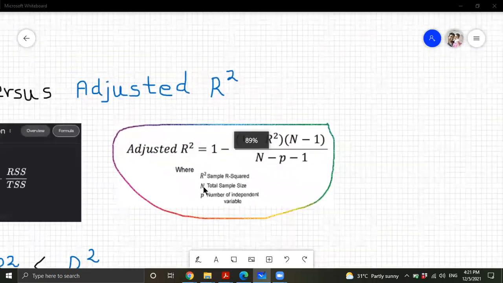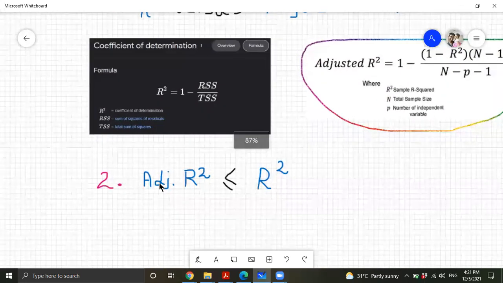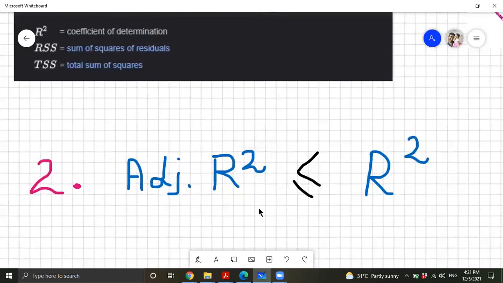So next, we take a look at the relation between the adjusted R square and R square, right? What is the relation between the adjusted R square and R square? Basically, adjusted R square is always less than or equal to R square, right? So here I have made adjusted to ADJ for the easiness, right? So what you have to know is this: adjusted R square will always be less than or equal to R square, right?